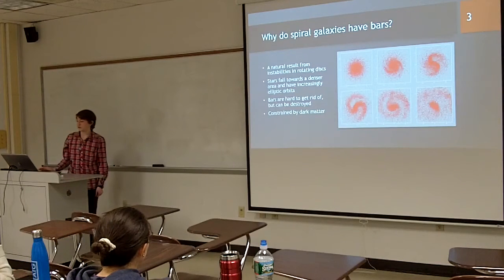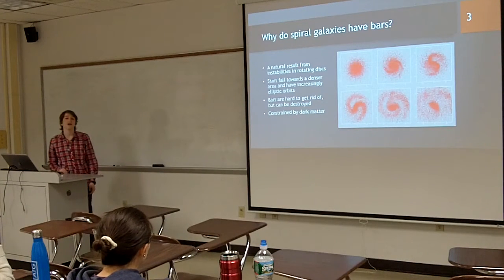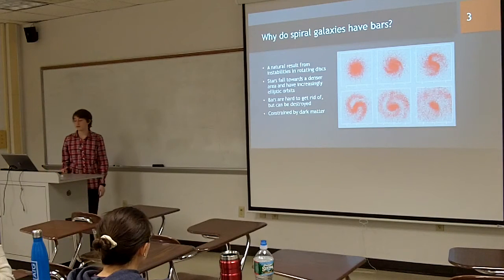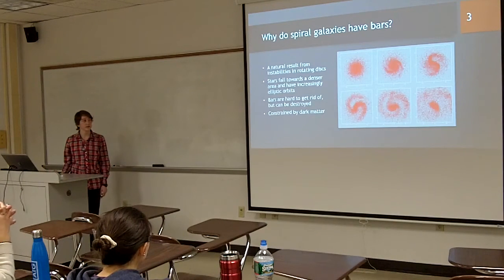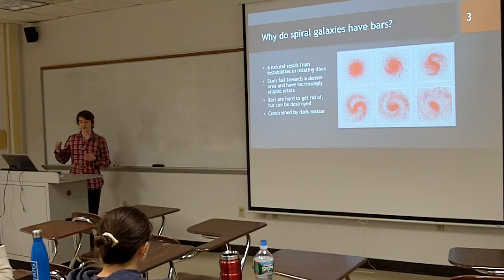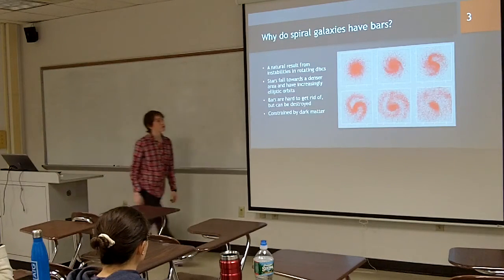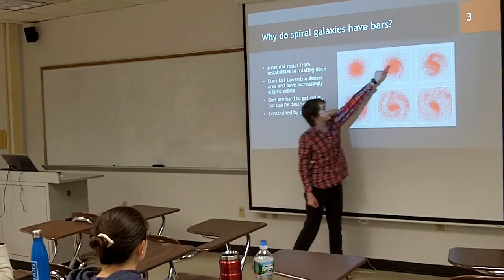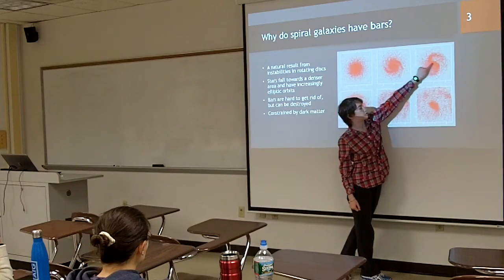So the first thing I want to cover is, why do spiral galaxies have bars? They're actually very common in spiral galaxies. They're a natural result from instability of the disks. They happen when you start with circular disks or circular orbits of the stars, and one area is more massive or more dense, so that pulls the orbits and makes them increasingly elliptical. As you can see in the picture, where you start right here and then create your large bar.